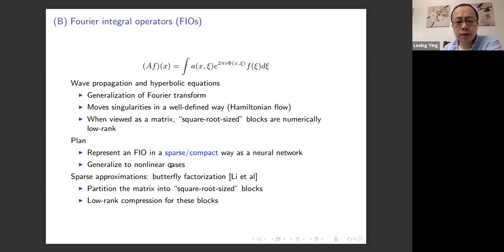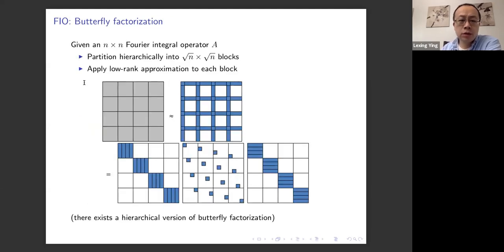So let me show you the picture. What do I mean by the square root size blocks being compressible? Here I'm showing you an n by n Fourier integral operator A after discretization, okay? The details of the discretization do not really matter too much here and do not impact the low rankness of these blocks. Here I show you a matrix of size maybe 16 by 16. I partition it, and you can do it hierarchically, but here I'm only showing you one layer. You partition it into square root n by square root n blocks. So each block in this example will be 4 by 4. Now each of the 4 by 4 blocks will be numerically compressible. So each can be written as a tall skinny matrix times a small matrix times a fat matrix. This is what I mean by the second picture here.